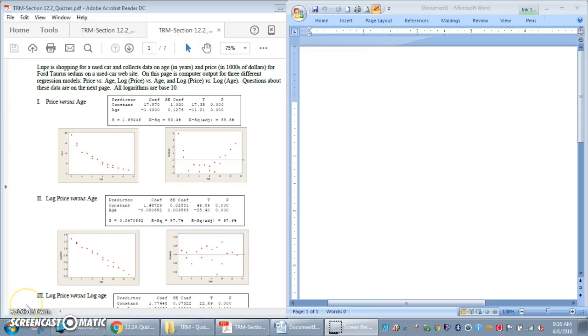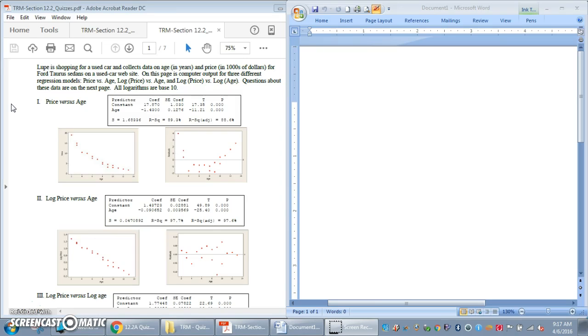Hi, we're going to walk through the 12.2a quiz right now. The first page, or the front page of the quiz, is just a whole bunch of data. As we read through this, it says Lupe is shopping for a used car and collects data on age in years and price in thousands of dollars for Ford Taurus sedans on used car websites. On this page is computer output for 3 different regression models.